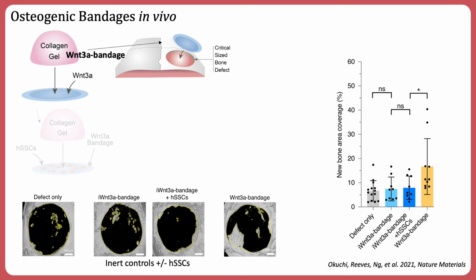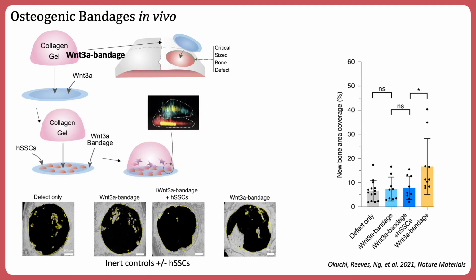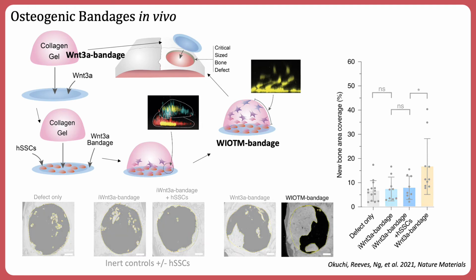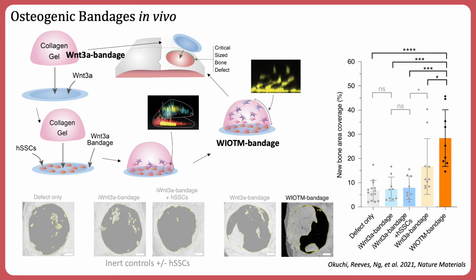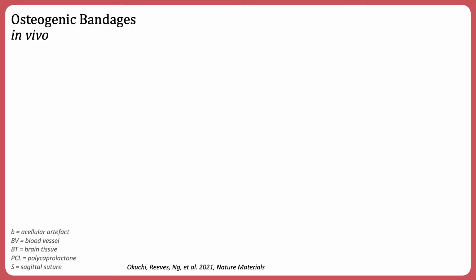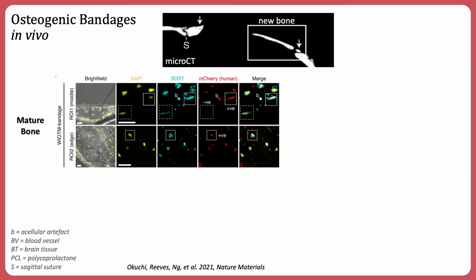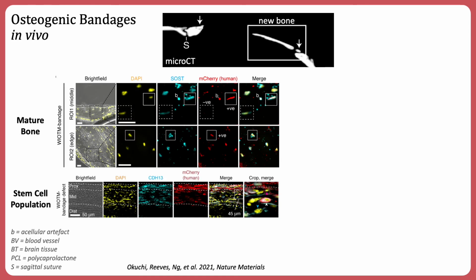When the wyotome organoid is formed upon the Wnt bandage, and the whole structure implanted into the defect, the area of new bone was tripled. Looking within the defect area, as designated between the two arrowheads, through immunofluorescent lineage tracing, we determined that implanted human cells contribute to both the new bone and the stem cell population within the defect.